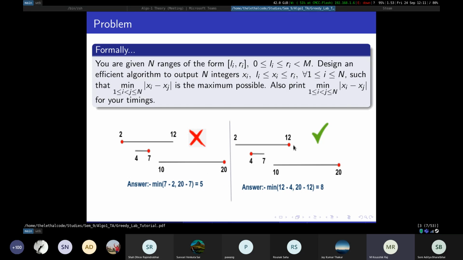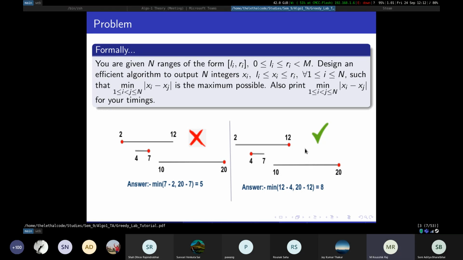But I have a better solution. If you ask the first customer to come at the 12th minute, the second customer at the 4th minute, and the third customer at the 20th minute, the difference between 12 and 4 is 8, and the difference between 20 and 12 is also 8. So the minimum difference is 8, and if you compare it with the previous one, you will see that this 8 is better. And actually, this is the best possible solution. If you have successfully designed the algorithm and run it on this problem instance, you will get this as the solution.